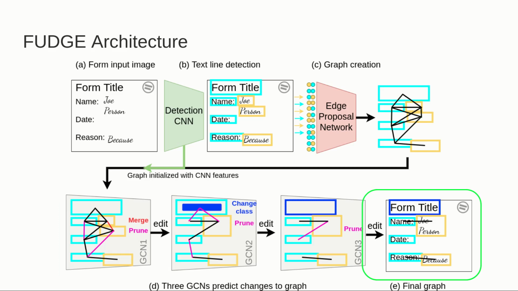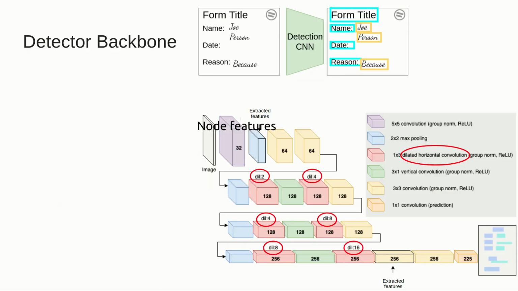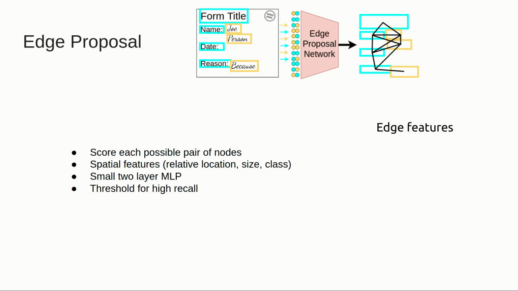Using a graph convolutional network eliminates the need for the post-processing we did before, as the graph network can predict over the entire document coherently. Our detection CNN is a VGG type network, but includes dilated horizontal convolutions to be able to predict long text lines. This is the exact same network we used in our previous paper.